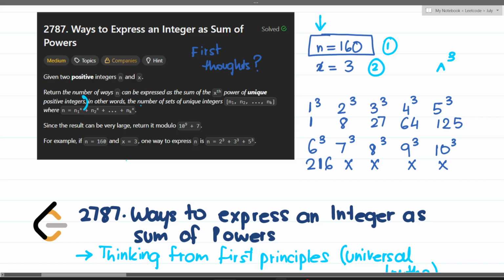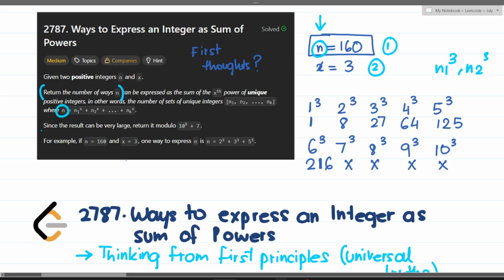In other words, you need to find the number of unique integers where n1 to the power x, so basically n1 to the power 3, n2 to the power 3, so on and so forth. If you sum all of these numbers up, you should be able to make up the original n. All right. Now, in the end, you are expected to return the number of ways, not the exact ways, the number of ways.